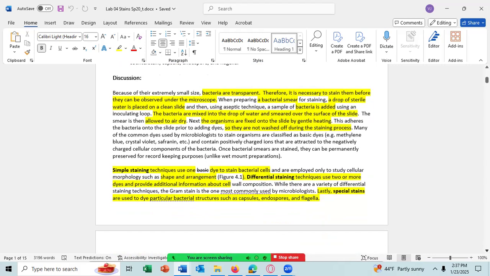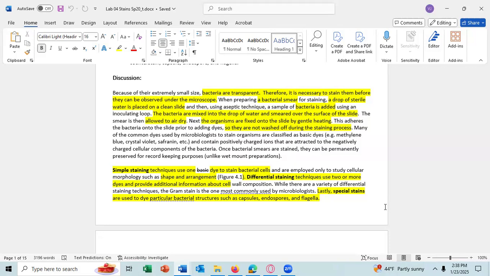All right, bacteria are almost transparent. Therefore, it is necessary to stain them before they can be observed under the microscope. Now, it is possible to see bacteria without them being stained, but I think we covered this in the lecture. It's much easier to see them if they are stained.